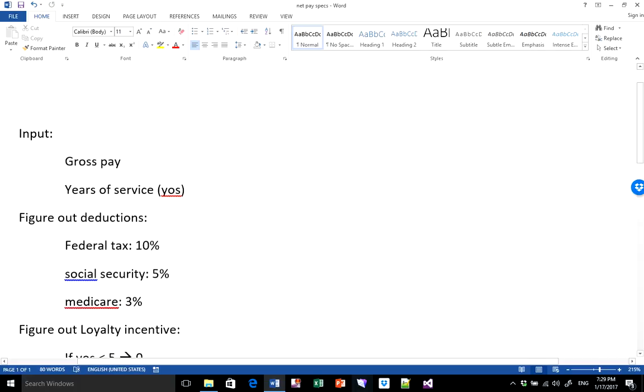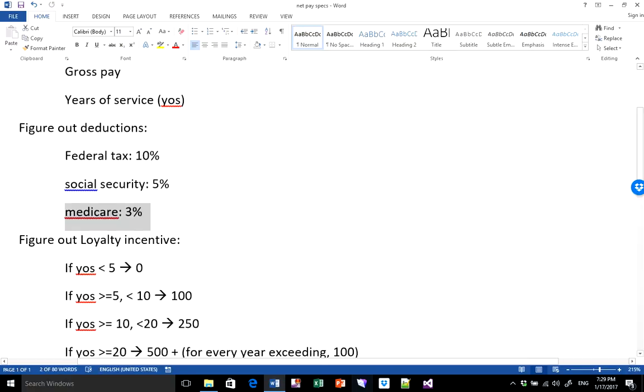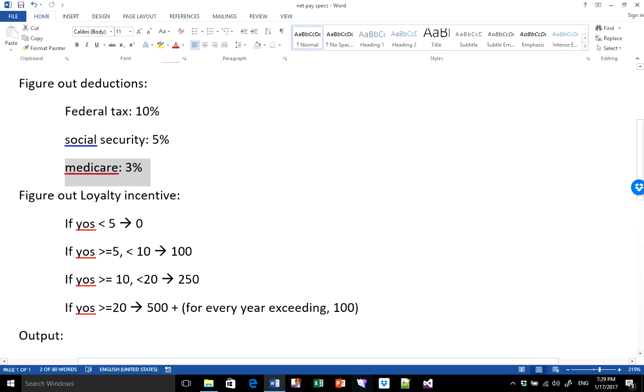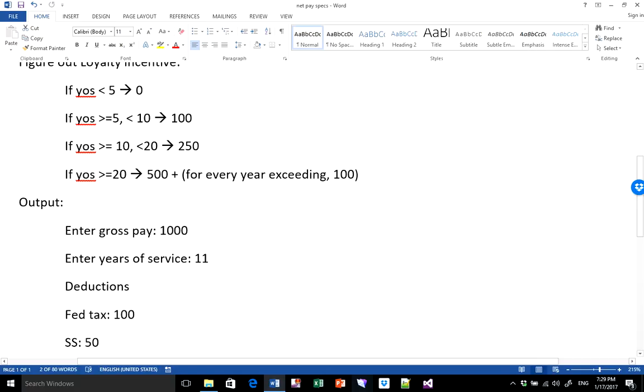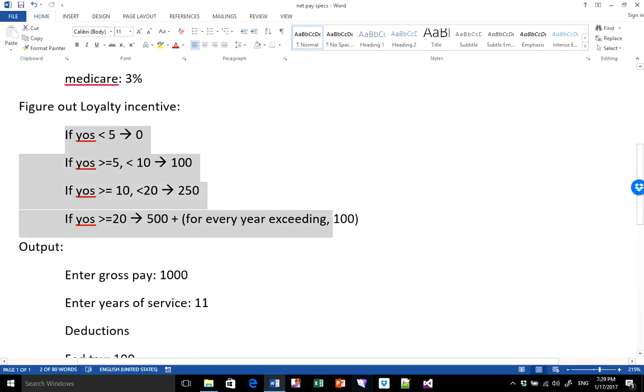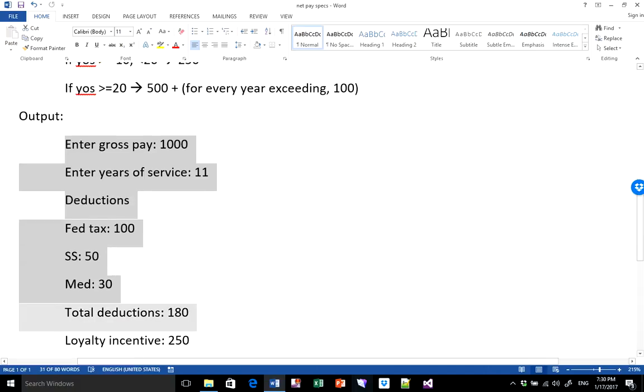So for me, just to have a clear picture of what my inputs are and what needs to be processed. In this case, the things that need to be processed are the calculation of the federal tax, calculation of Social Security, calculation of Medicare, and figuring out the loyalty incentive based on these conditions. So that's our process. And then the output. So if you look at it, it is very basic.